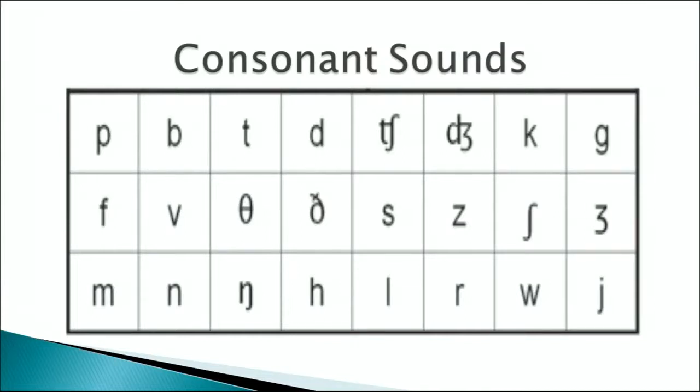The first sound is p as in pot. As you can see, it is a bilabial, it's produced when the lips come together. Let's look at the consonant sounds. P as in pot, b as in bat, t as in table, d as in dog, and this particular symbol, as you can see, is slightly complicated.